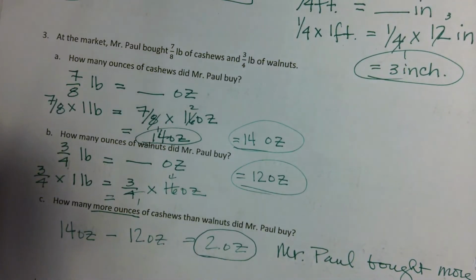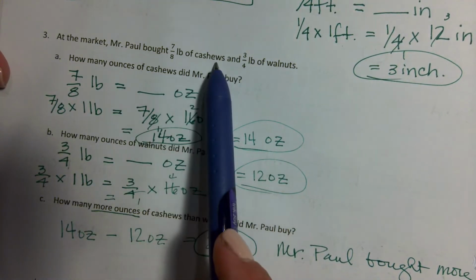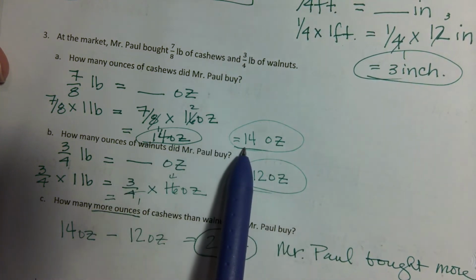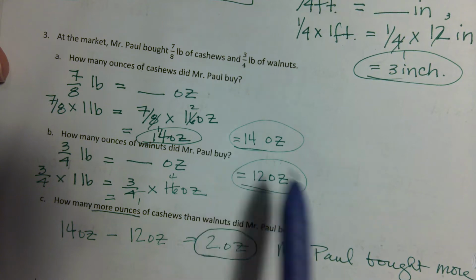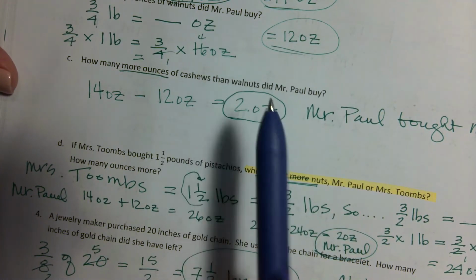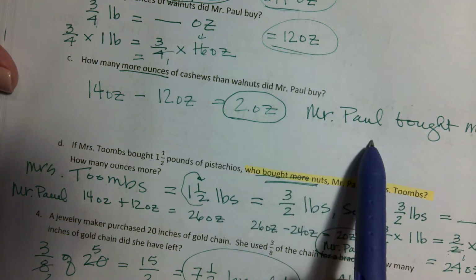Then at the market, Mr. Paul bought 7/8 pound of cashews and 3/4 pound of walnuts. He bought 14 ounces of cashews, 12 ounces of walnuts. How many more ounces of cashews than walnuts? 2 ounces more.